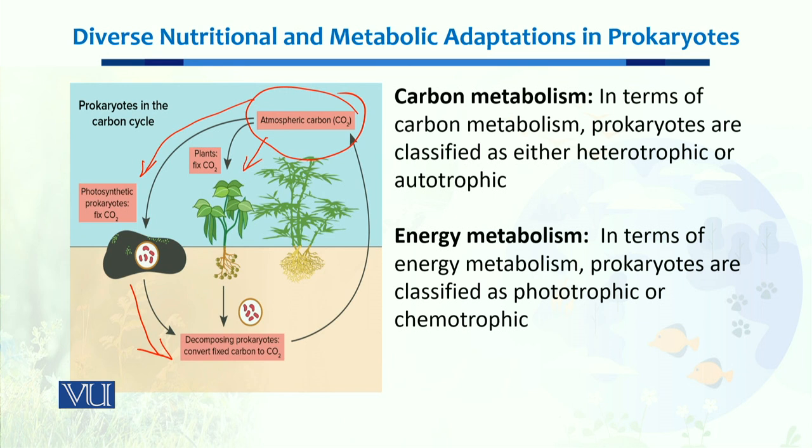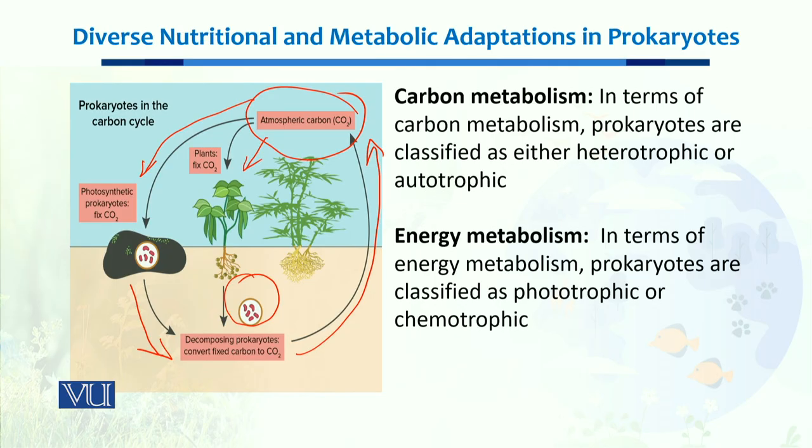While there are some other prokaryotes, which you can see here, that use the carbon of other organisms like plants and animals. They decompose those, and they convert that carbon into carbon dioxide again, and that carbon dioxide is available in the form of atmospheric carbon. Now, this whole recycling of carbon is a very important process, and there are certain prokaryotes which help in the recycling of these nutrients.